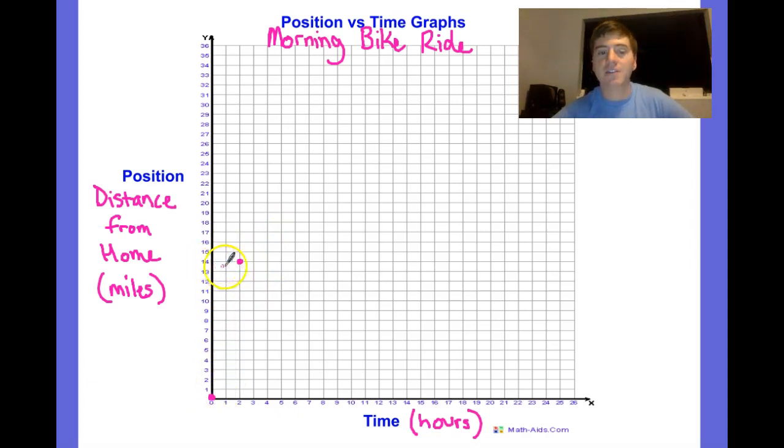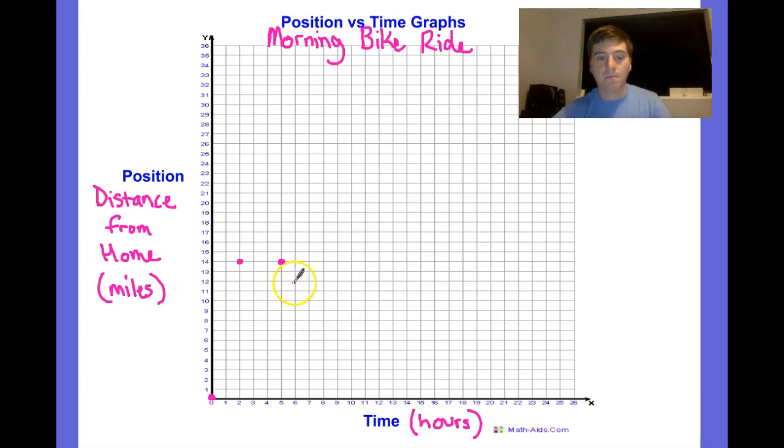Let's say 14 miles away and 2 hours in, I actually arrived at a park. Let's say I met a friend there. And they ended up inviting me to stay for lunch and a picnic, and we hung out for a while, had a jolly time. I haven't been moving any further from home, but I stayed with my friend at the park for 3 hours. So from 2 hours to 5 hours, that's 3 hours at the park, I didn't move at all. I'm still 14 miles from home.